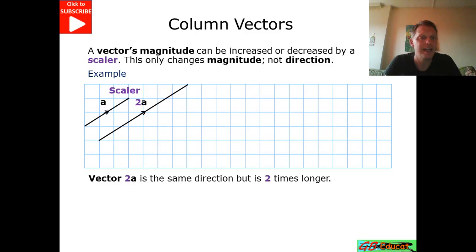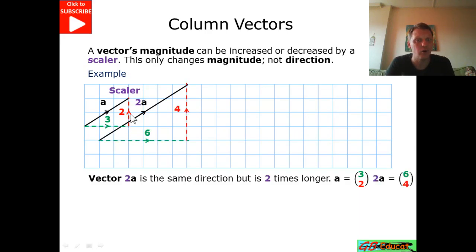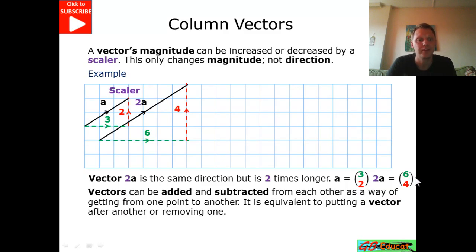As an example, here I've got a and 2a, but 2a is twice as long as a. So a is the vector 3, 2. 2a is 6, 4. So we've taken both of the values of our vector and we've doubled these. So 3 doubled gives me 6, 2 doubled gives me 4.